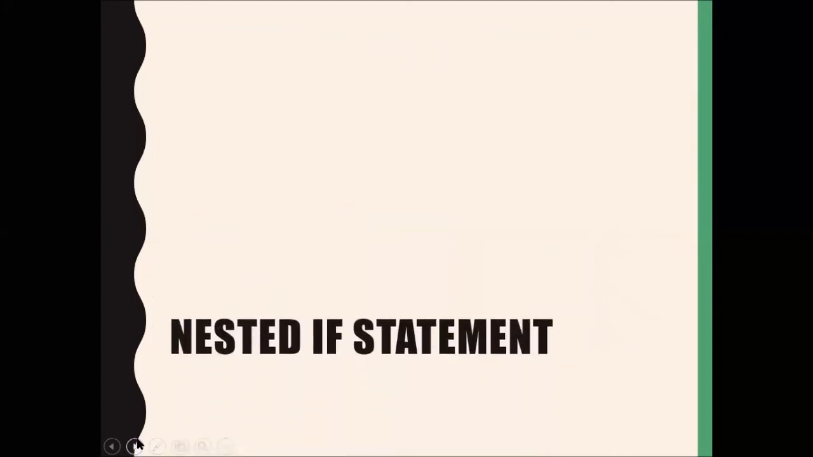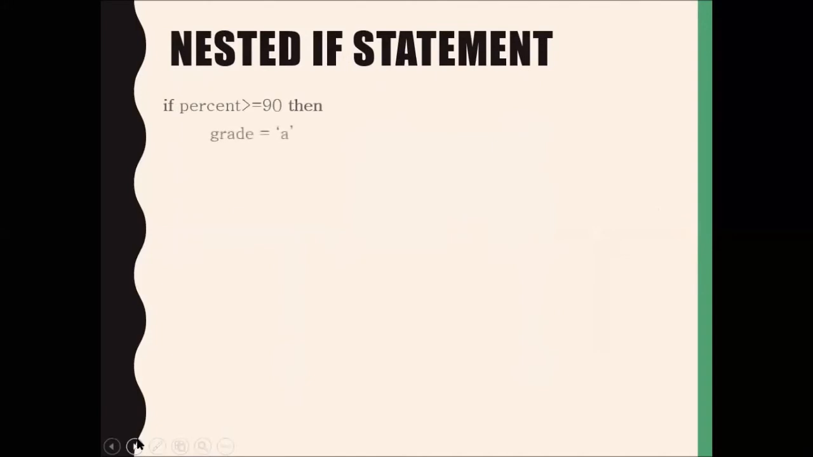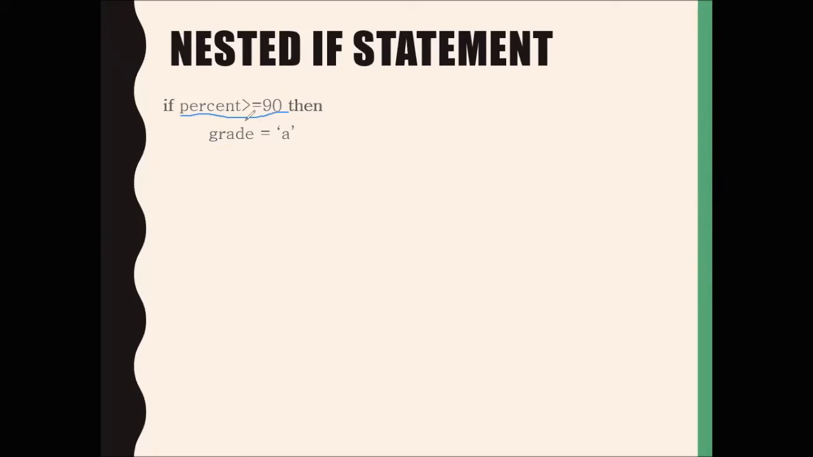So let's look at an example. Here we have the if statement. We're checking the percentage for the students. Based on the percentage, you will be assigned a letter grade. So here we have the condition. The condition is if percentage is greater than or equal to 90. Here we're including 90, which means that with the equal sign, once your grade is 90 to 100, your letter grade is A.